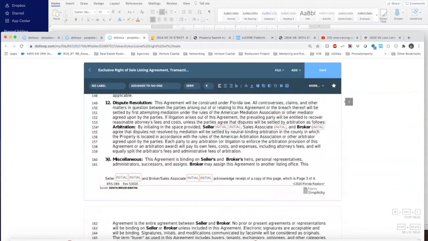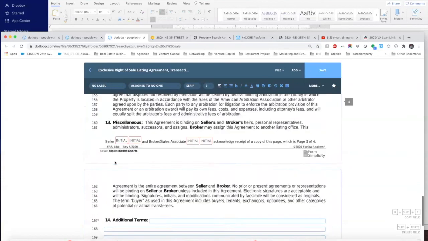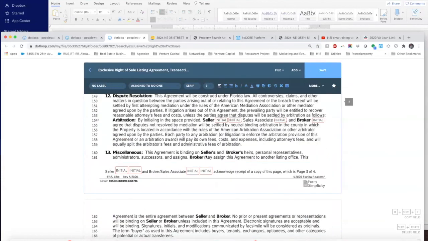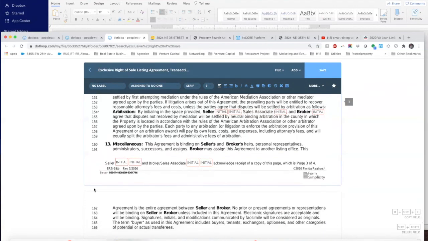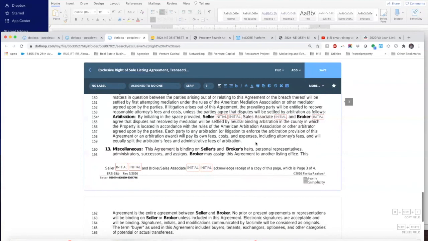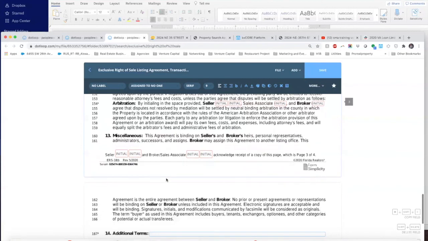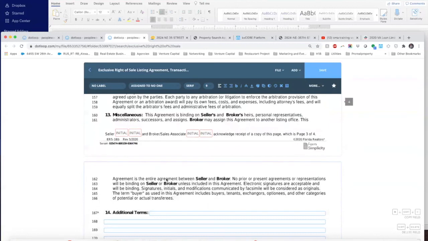Next one, 13, we're almost done. Miscellaneous. This agreement is binding on seller and broker, heirs, personal representative, administrator, successor, and assigns. Broker may assign this agreement to another listing office. So basically, this agreement can be transferred to another listing office, can be transferred to personal representatives, administrators, etc. It's for our benefit that we have an option what to do with this agreement.